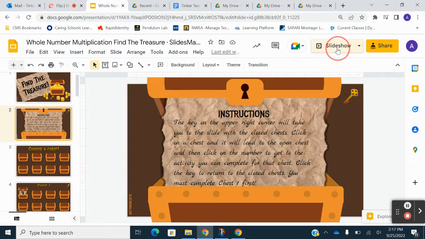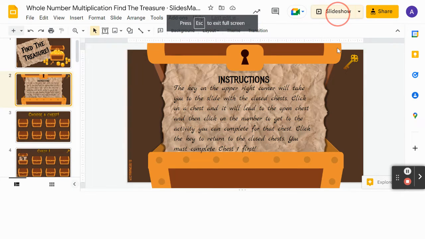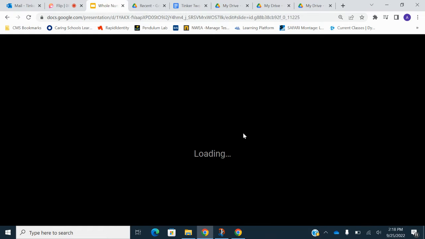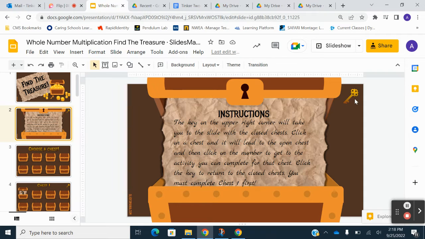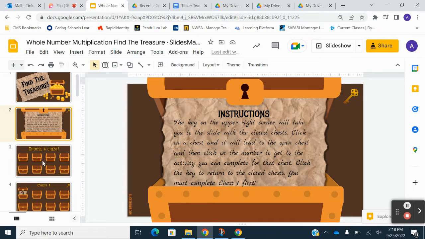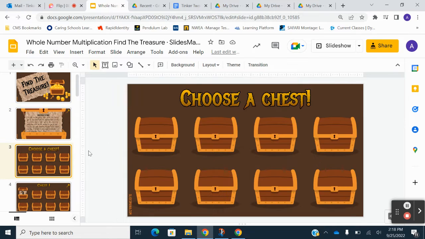And if we go to the slideshow just for a minute, because my computer is taking forever to do almost anything right now. So when they come, it gives them instructions and it tells them to click on the key that's up here in the right hand corner. And when they click on this key, it takes them to the next, this little choose a chest board right here.